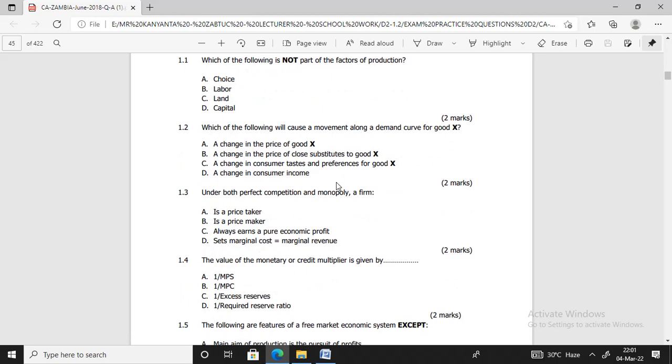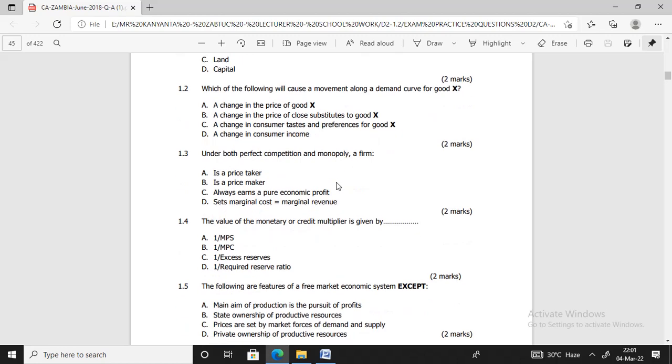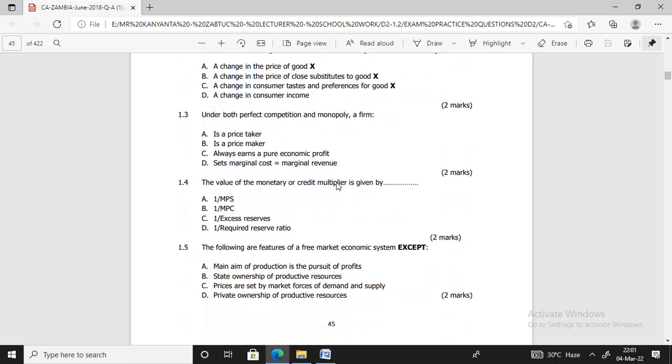1.4, the value of the monetary or credit multiplier is given by. Now this one you just have to know the formula. Credit multiplier is 1 over the required reserve ratio, the bank's reserve ratio. So the correct option is option D on that one. Let's move on to 1.5.